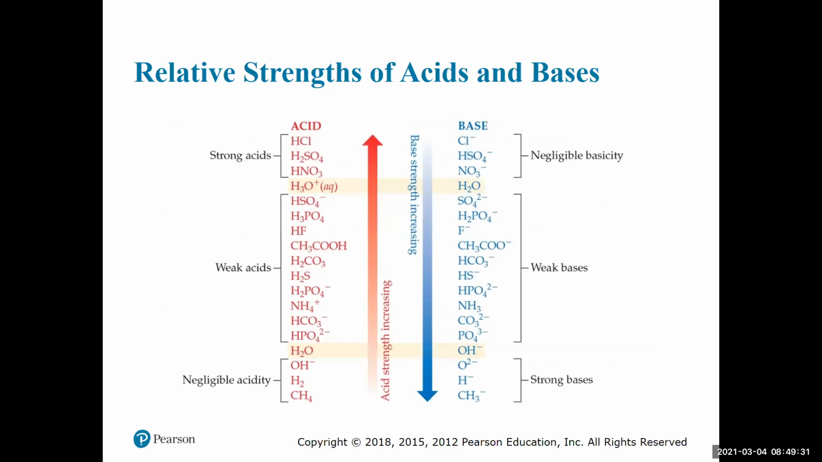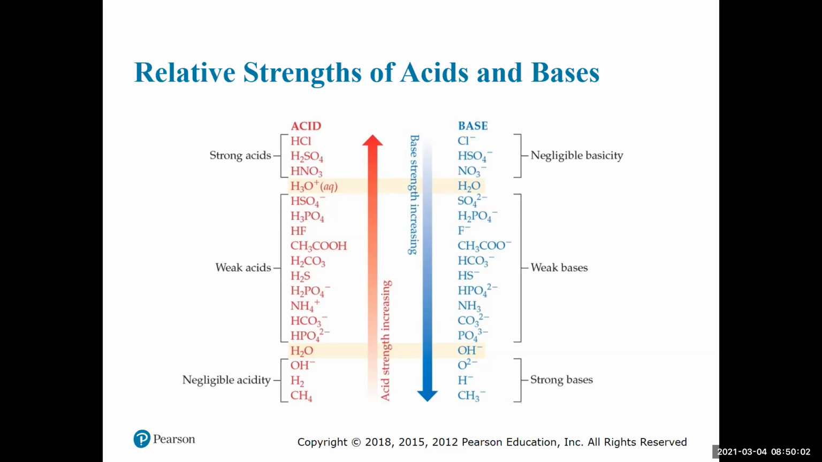Here's a table that shows, certainly not all the acids and bases, but a few acids and bases to give you a feel for which ones are strong and which ones are weak. If we look over on the left-hand side of the acids, we see some of the strong acids: hydrochloric acid, sulfuric acid, nitric acid, HNO3. Then we kind of have a next tier.